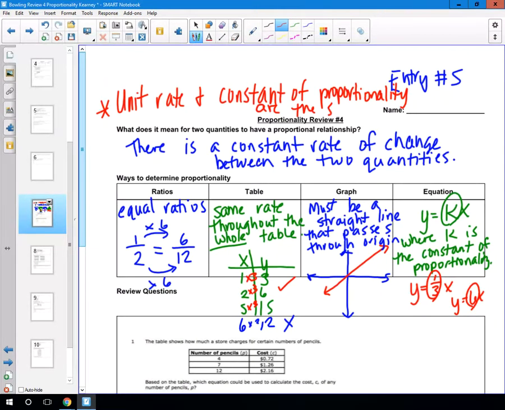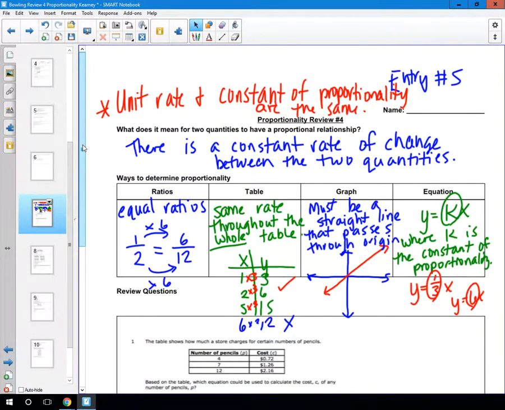Are the same. Basically, unit rate finds out how much per one. Constant proportionality is figuring out what's the constant rate. They're the same thing. Okay? So, tables, you want to have the same rate throughout. A graph must be straight and through the origin. An equation is always in the form y equals kx, where that k, that number you're multiplying by x, is the constant of proportionality or the unit rate.